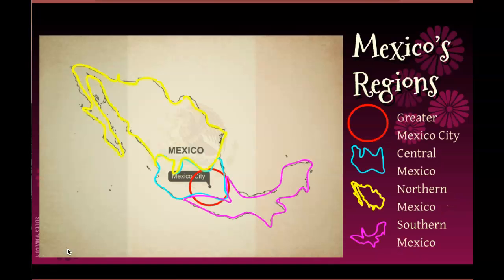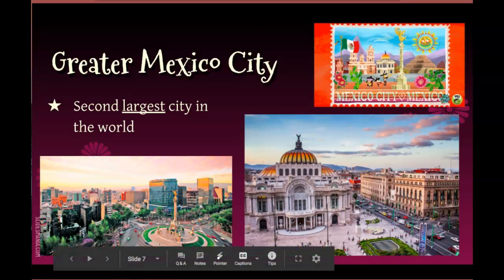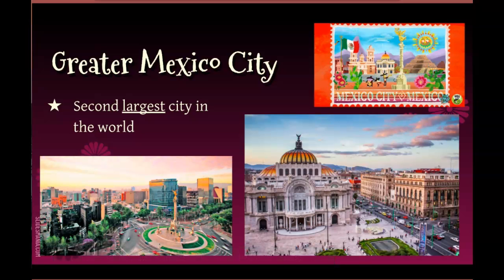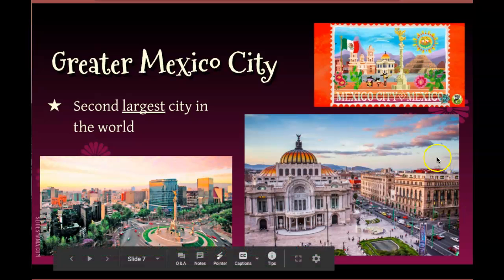Okay, so we're going to talk about Mexico's regions. First, we have Northern Mexico. Then we have Central Mexico and Southern Mexico. And then, obviously, Greater Mexico City. Greater Mexico City is the second largest city in the world. Remember to pause the video if you need to. Here are some pictures of Mexico City. It is the second largest city in the world, not country, world.